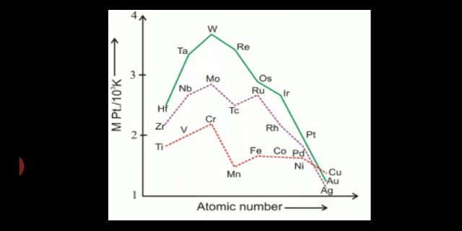For that reason, there is a gradual decrease. Not a sharp decrease, there is a gradual decrease. Got it? In melting and boiling points with the increase in atomic number. I hope you understood this.